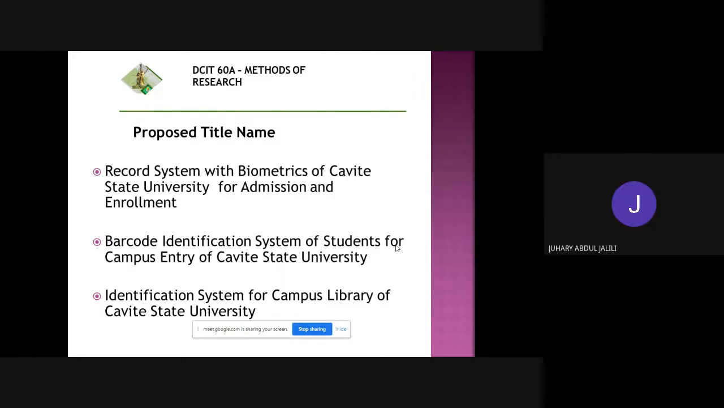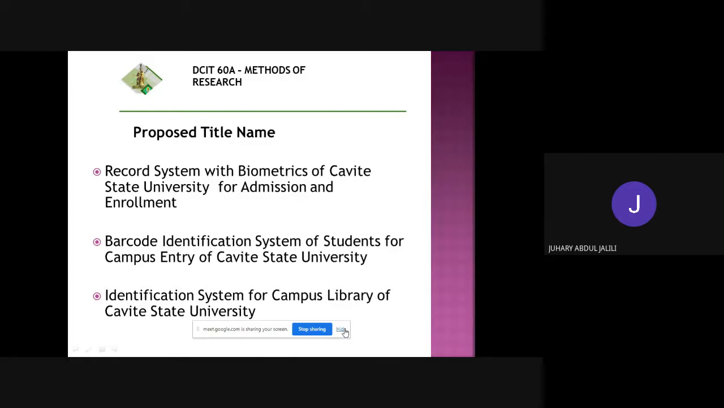Good day, everyone. My name is Enrico Sabel, and I am here to defend my titles, which are the following. Number one is Record System with Biometrics of Cavite State University for Admission and Enrollment. Number two would be Barcode Identification System of Students for Campus Entry of Cavite State University. And number three, Identification System for Campus Library of Cavite State University.